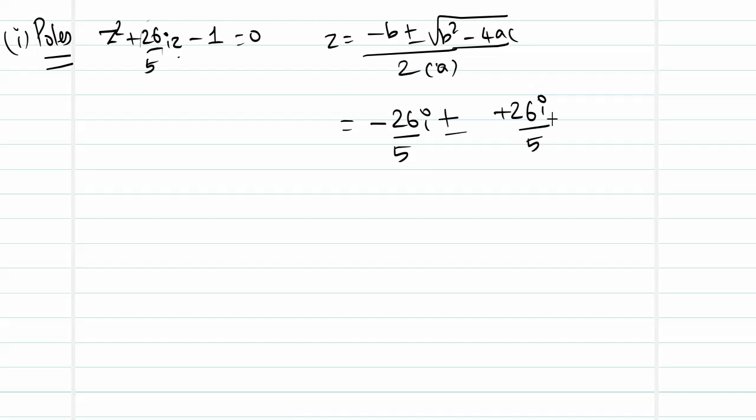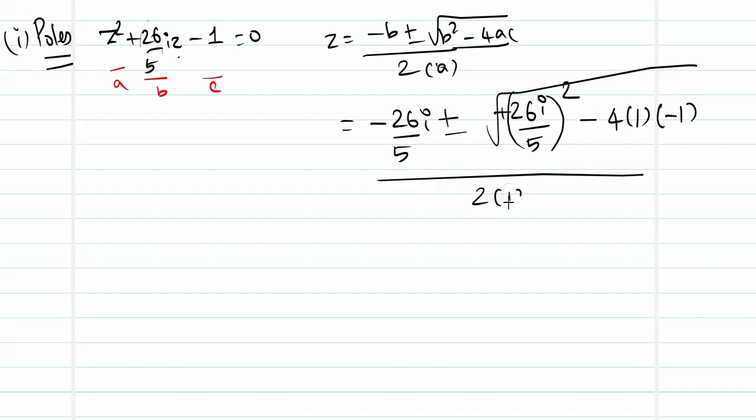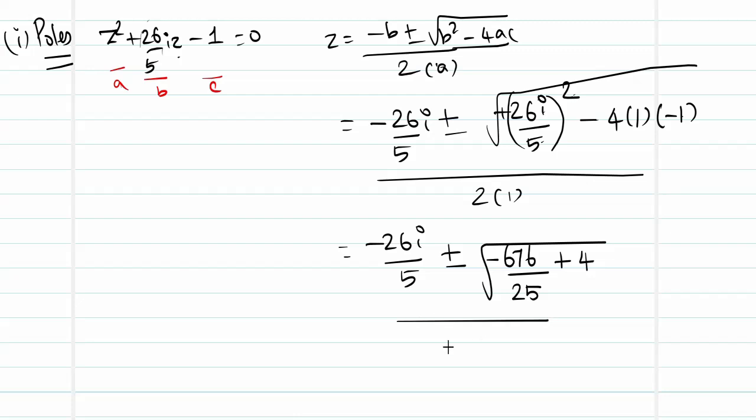26i by 5 the whole square minus 4 into, this is going to be my A, so let me mark this as A, this is going to be my B, this is going to be my C. So what will happen to my C? C is going to be equal to minus 1, the whole square root divided by 2 times 1. So I have minus 26i divided by 5 plus or minus 26 square is going to be 676. i square makes it as minus 1. So minus 676 divided by 5 square makes it as 25. Minus of minus makes it as plus 4, the whole square root divided by 2.